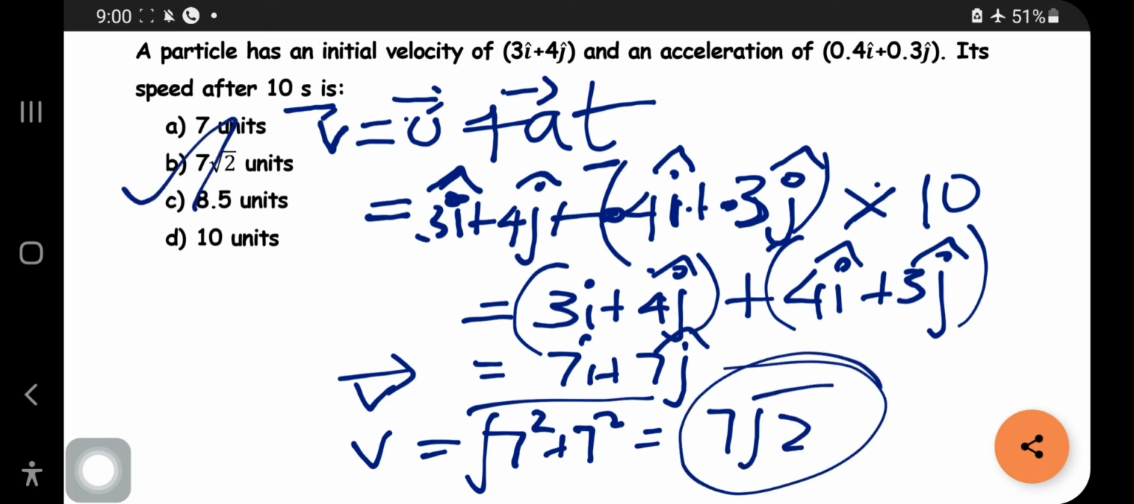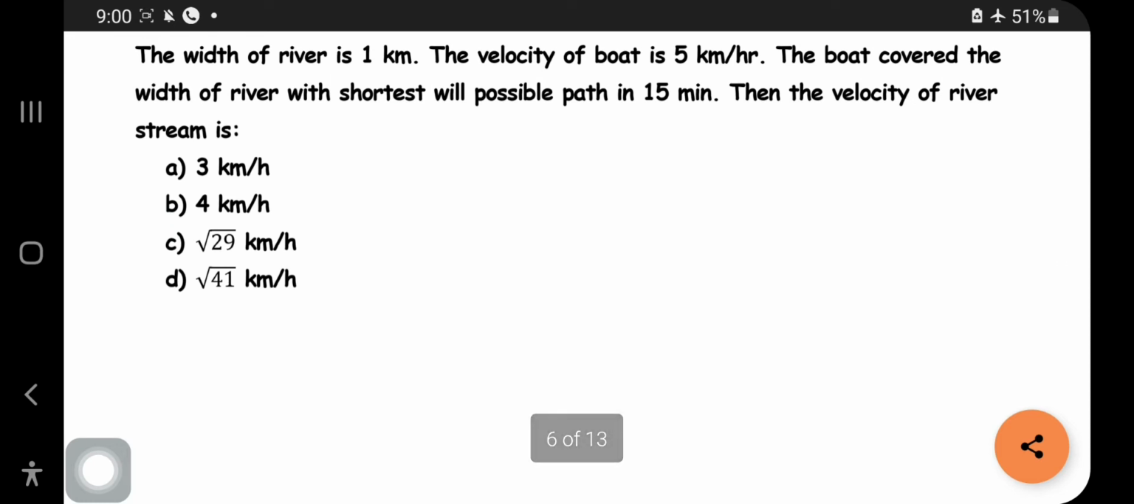These types of vector-related problems are highly expected in your exam. So let us move into the next question. This is a highly important question regarding boat and river problems. I will tell you the easiest way to solve these problems. The main thing here is you should be clear with your concepts. That is very much important.